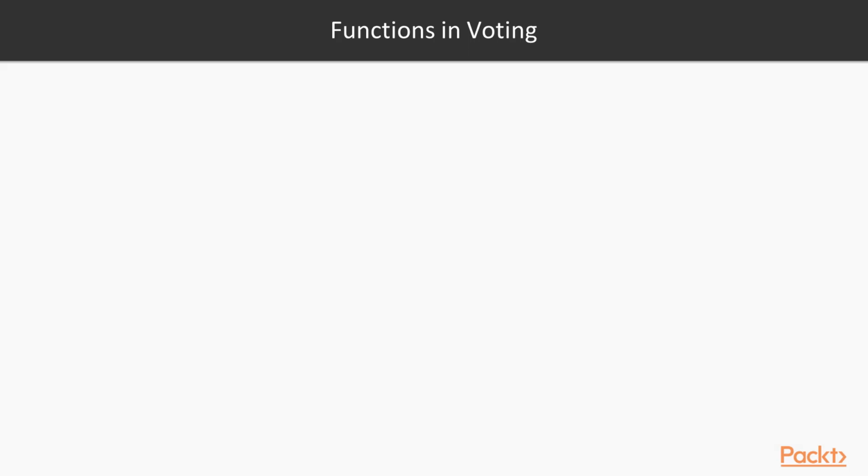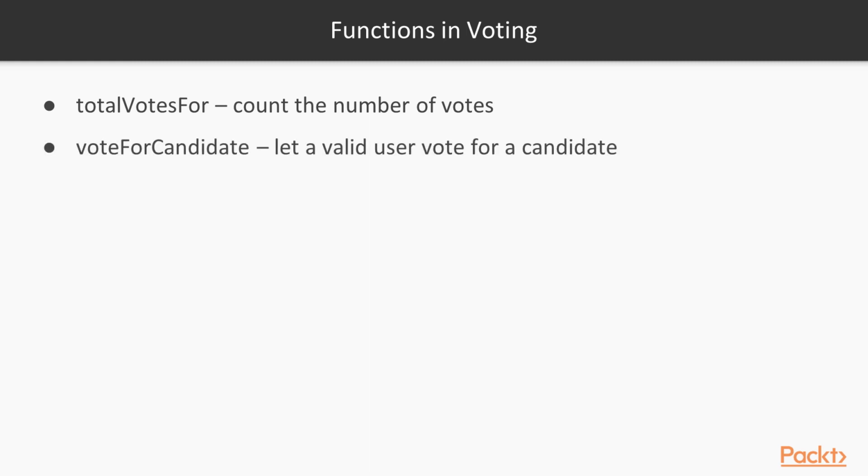In this contract, we're going to create three functions. The first function will be total votes for. The main use of this function is to count the number of votes. And the second function, we will create vote for candidate. This function is solely for voting for a particular candidate.